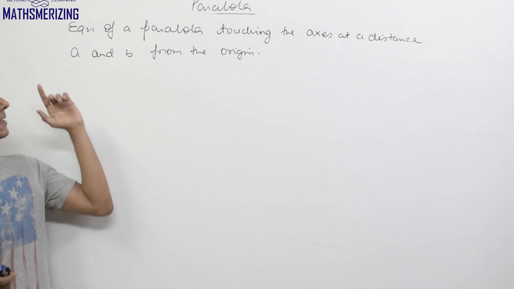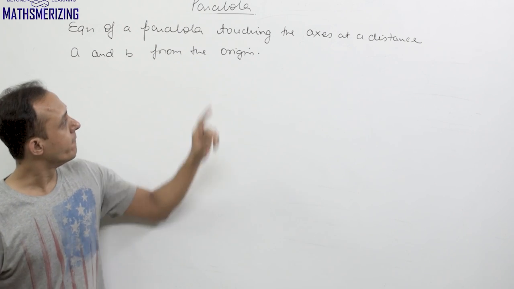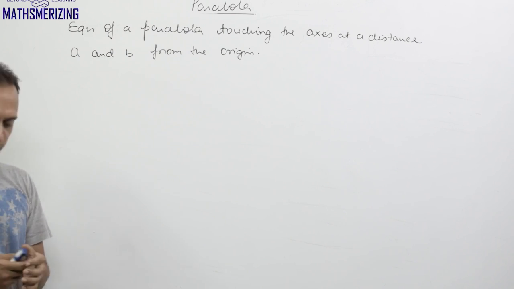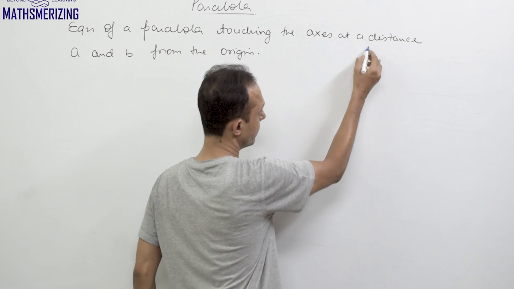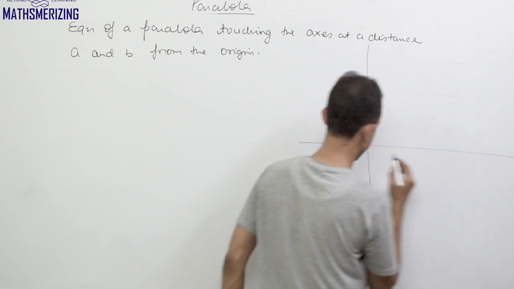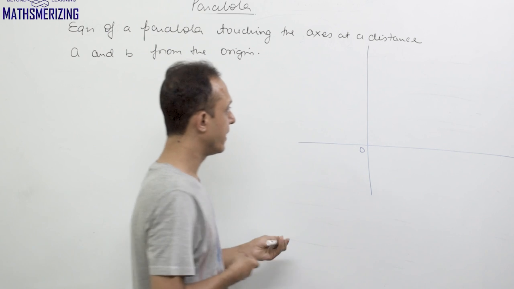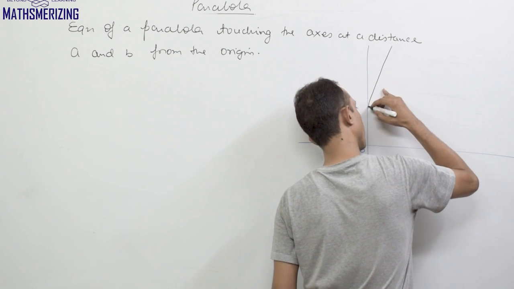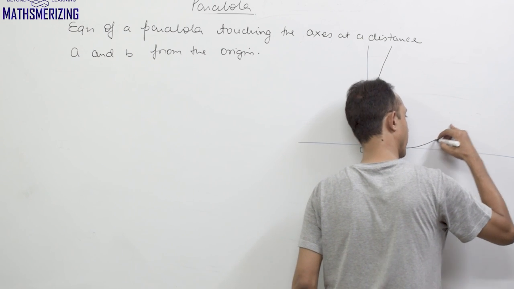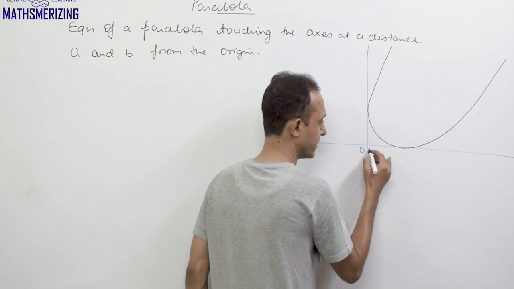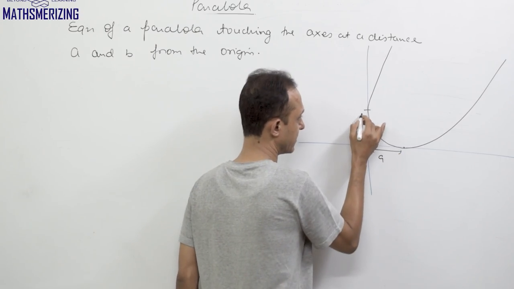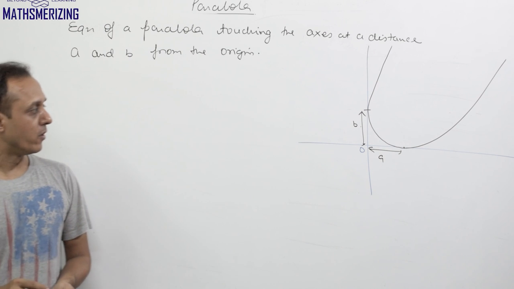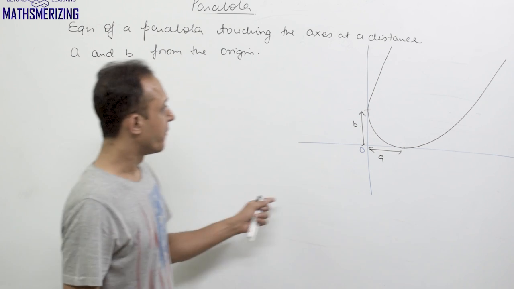Now again in this video, we'll be discussing a very interesting equation of a parabola which touches both the axes at a distance of a and b units from the origin. So what I'll do is I'll draw this parabola. Suppose this is the origin and then we have this parabola which touches both the axes, at a distance a and at a distance b units from the origin. We need to find the equation of this parabola.